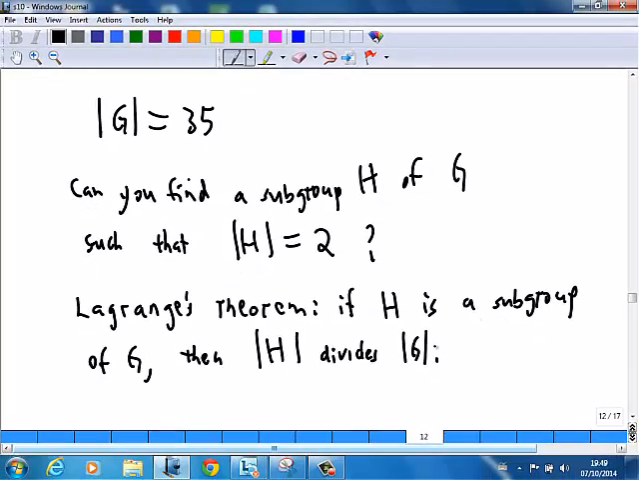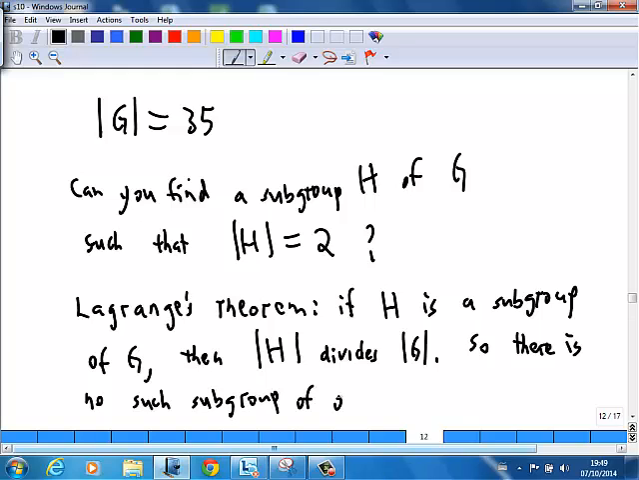So there is no such subgroup of order 2. This is one way you can use this, because sometimes people ask you, find a subgroup of order something for me. First of all, do you know whether there is one or not? How do you find it? First of all, you have to know whether there is one or not. So for this one, no way. You say no. You cannot find a subgroup.